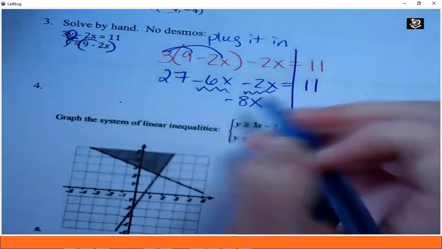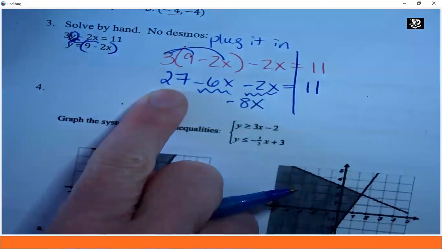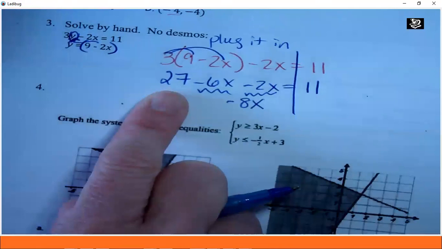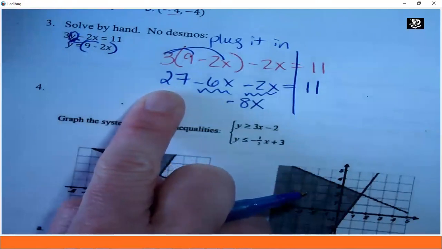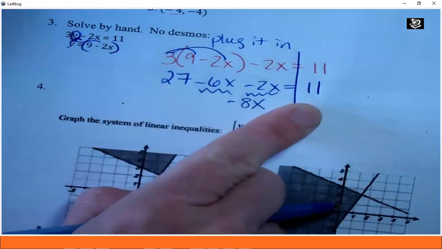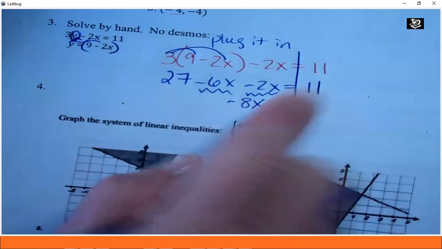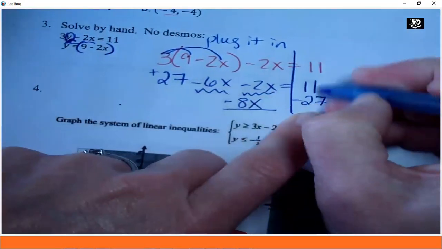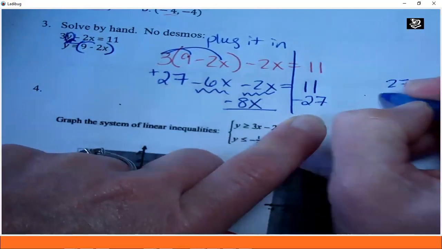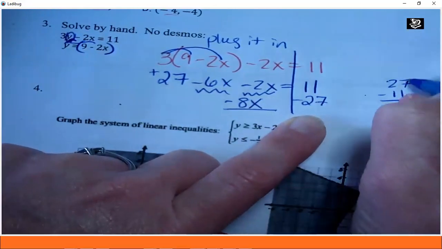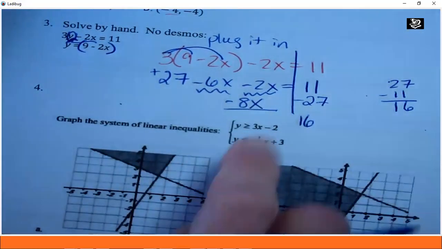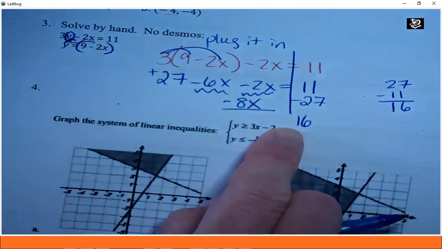Good. -6x minus 2x, what does that give you guys? Negative 8x. Raul, what do I need to do with the 27? I got to move it to this side. Do I add it or subtract it? It's positive, so you're going to subtract it over here. So I need to do 11 minus 27. I have no calculator, so that's going to be 27 minus 11. 7 minus 1 is 6. 2 minus 1 is 1. I get 16.